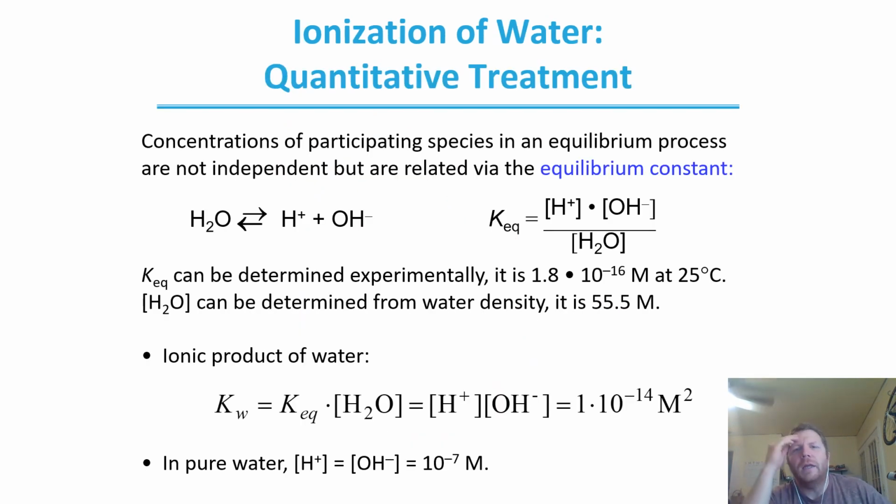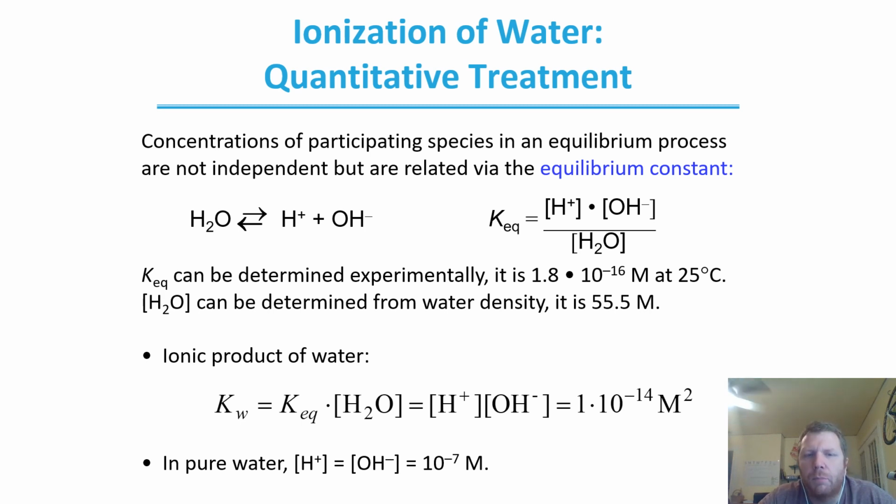So the ionization of water: the concentrations of participating species in an equilibrium process are not independent but are related via the equilibrium constant. H2O yields a proton plus hydroxide ion. KEQ can be determined experimentally; it is 1.8 times 10 to the negative 16th at 25 degrees Celsius. The concentration of water can be determined from water density, which is 55.5 molar.